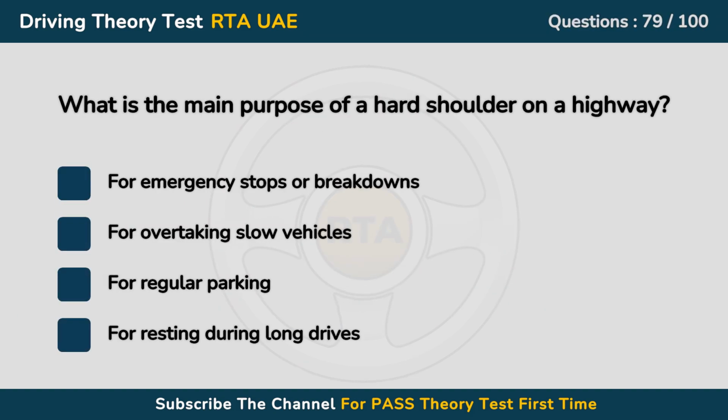Question 79. What is the main purpose of a hard shoulder on a highway? A. For emergency stops or breakdowns. B. For overtaking slow vehicles. C. For regular parking. D. For resting during long drives.